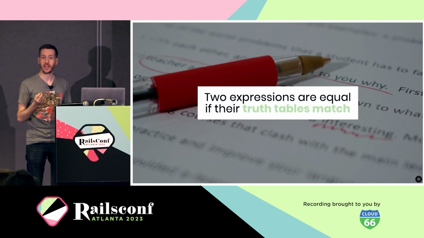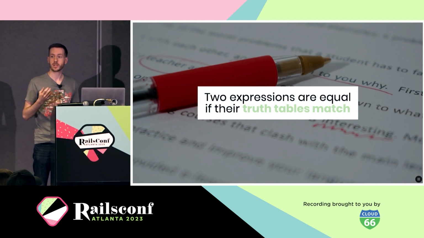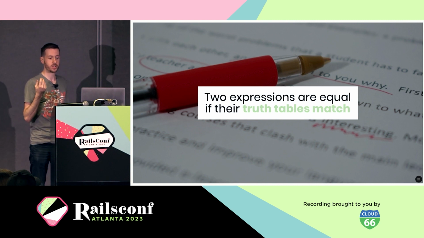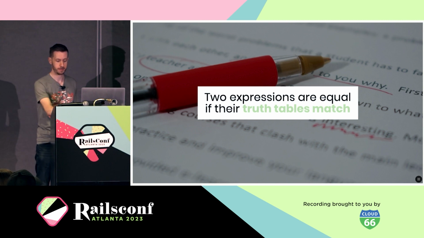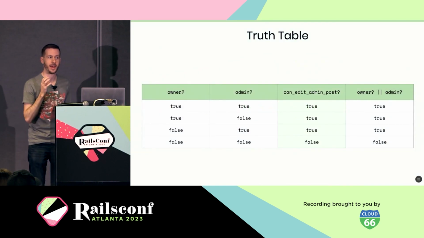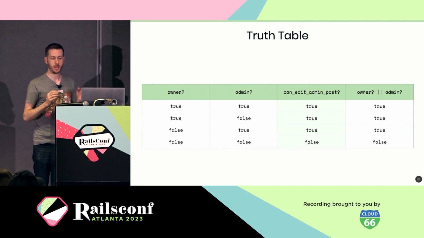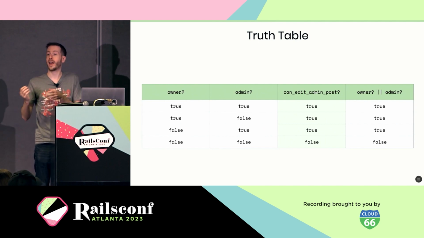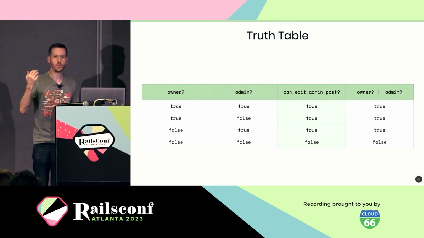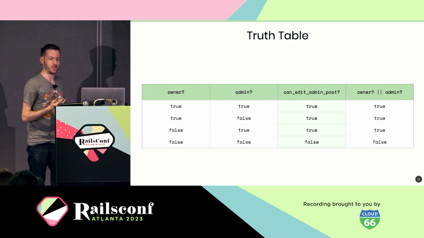There's also another advantage of truth tables, which is that we can figure out if two expressions are equal when their truth tables match. So remember how I told you that that initial condition is equivalent to the Boolean expression owner or admin. Now, you all just believed me, and I appreciate that, but now I'm going to prove it to you.